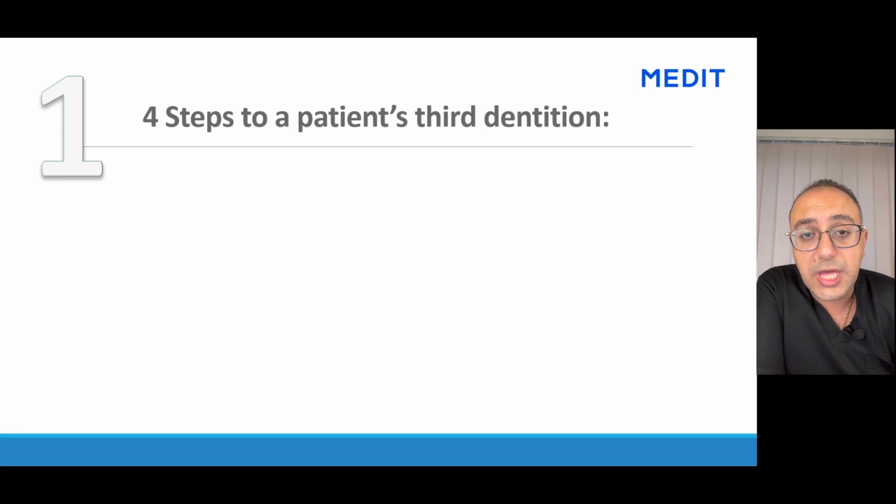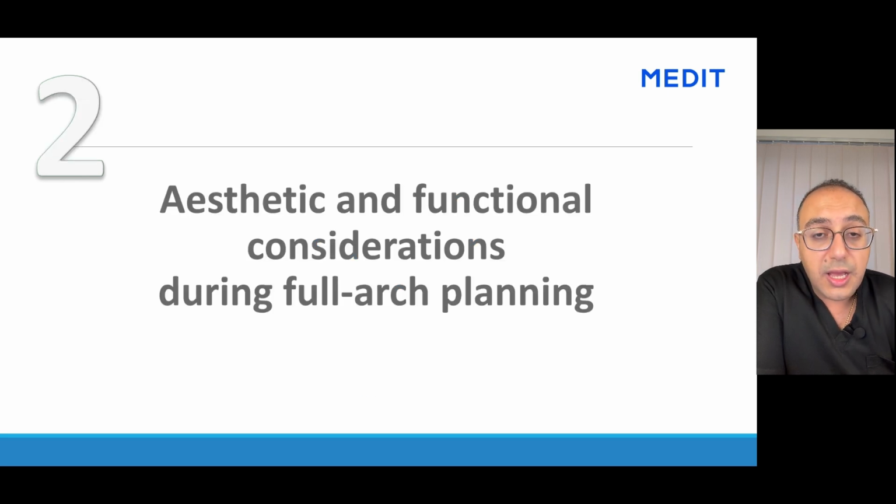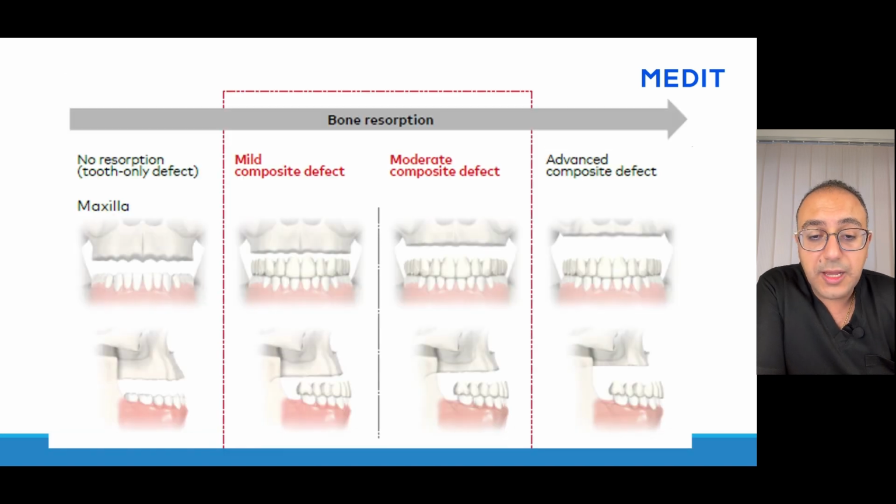Now we have finished our first part, the 4 steps to a patient's third dentition: listening, examining, acquiring, and planning. Let's move to the next part, which is the aesthetics and the functional considerations during full arch planning. So you have to examine the remaining jaw bones of the patient and determine what is the amount of bone resorption?